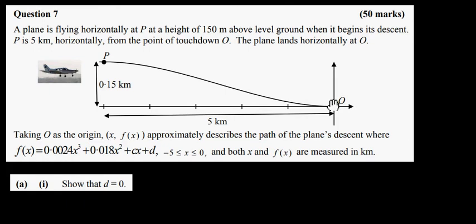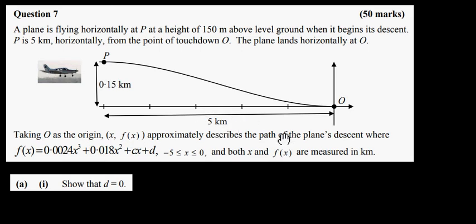Now, taking O as the origin, so if O is the origin here, this is the y-axis, this would be the x-axis. So this would be -1, -2, -3, -4, -5 kilometers here, and then this will be plus 0.15 kilometers in this direction here.